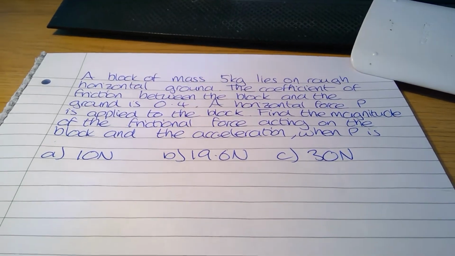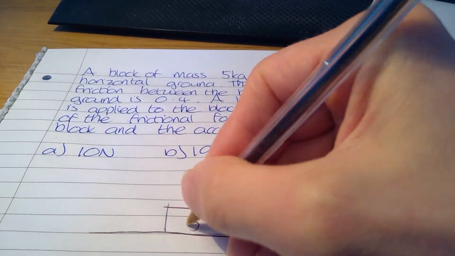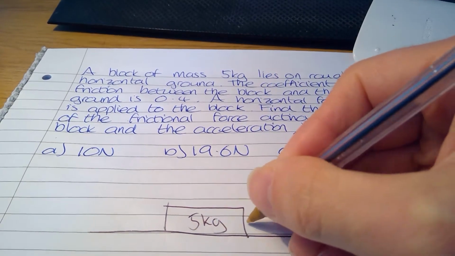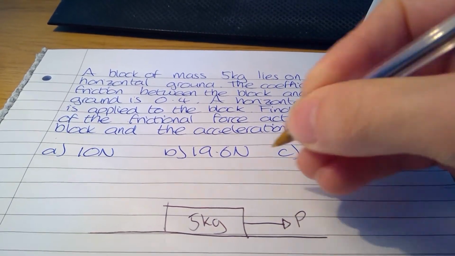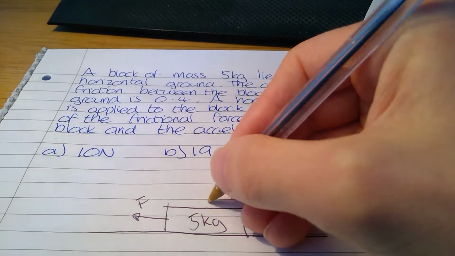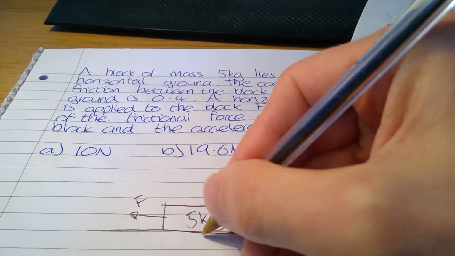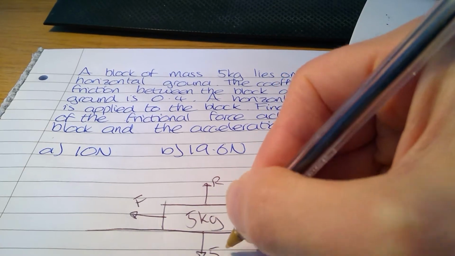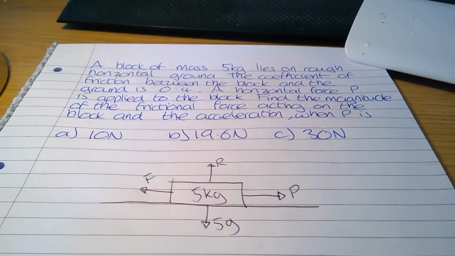So we can start by drawing a diagram. So we've got horizontal ground, we've got the block, the mass of 5 kilograms. We've got a force P acting here. Friction will be opposing that motion. We've got a reaction force and we've got the weight. So label all these on.